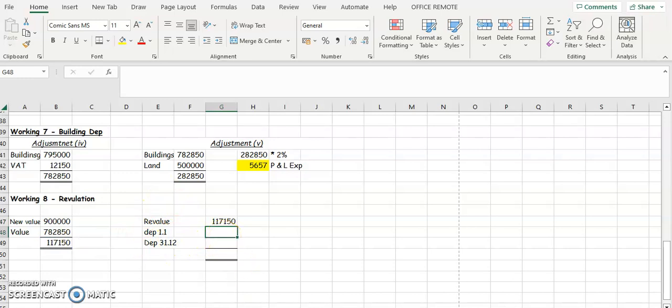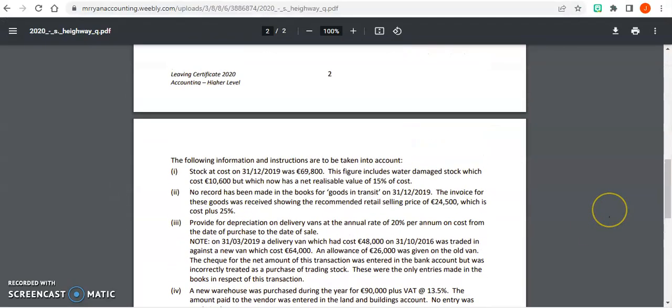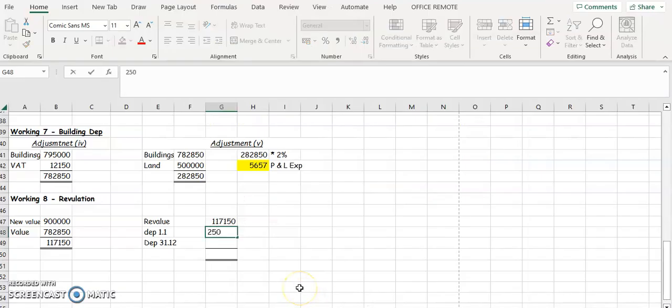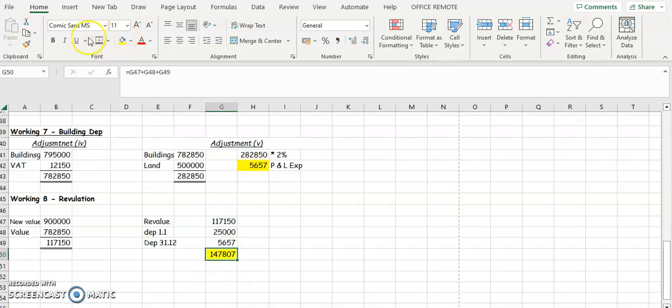You need to have your depreciation that we have paid so far. So our cumulative depreciation on our land and buildings. So our buildings cost 795,000. They're now worth 770,000. So there is depreciation of 25,000 that we paid on that from the start of the year. And then because we revalue at the end of the year, we need to include this depreciation that we have for the year as well. So those three added together will give you your revaluation figure of 147,807, and that's going to go into your finance by section in your balance sheet.